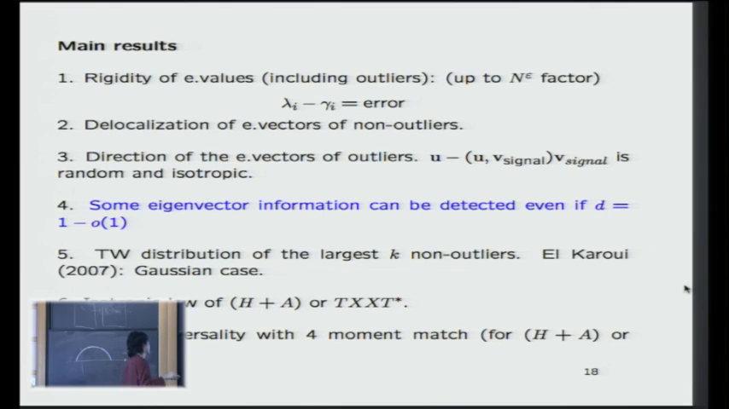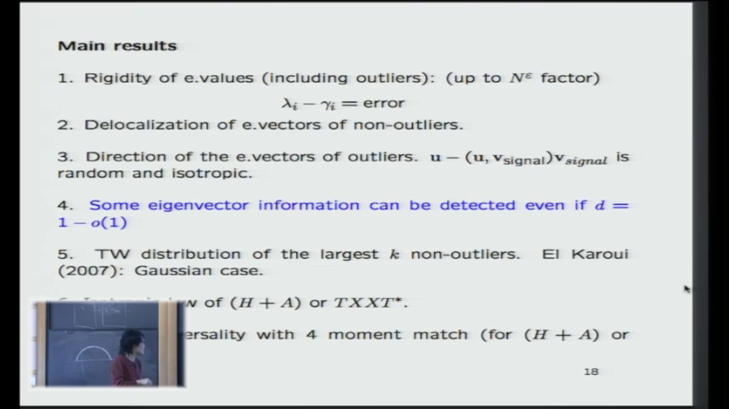If you look at the largest k eigenvalues of the outliers, they satisfy the Tracy-Widom distribution. Based on this result, because nobody had proved it beyond the Gaussian case, if H is GOE, then it has the Tracy-Widom distribution. What we proved is that for general distributions, it's true. And the isotropic law of this one; let me talk about 7 first.